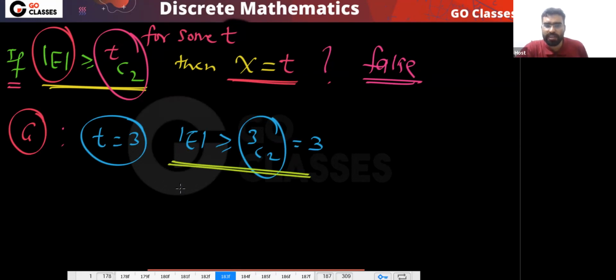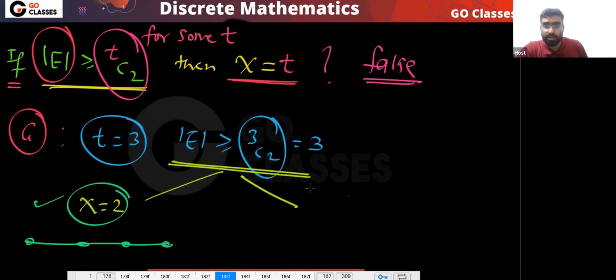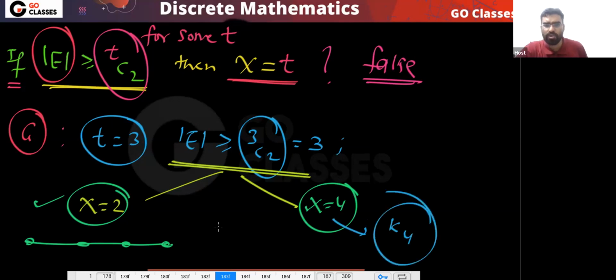But still you can create a chromatic number, you can create anything. You can create chromatic number 2. How? You can take a path graph. Likewise, take a cycle graph and you will get chromatic number 3. And you can create chromatic number 4 also, because the number of edges is at least 3, so I can take more edges and create K4. So this statement is definitely false. If your number of edges is greater than or equal to TC2 for some T, then the chromatic number will be T. This statement is false.